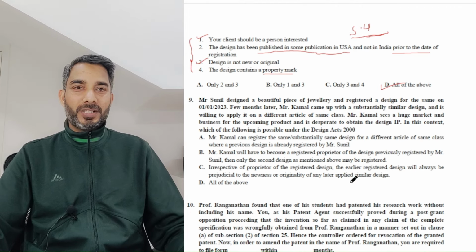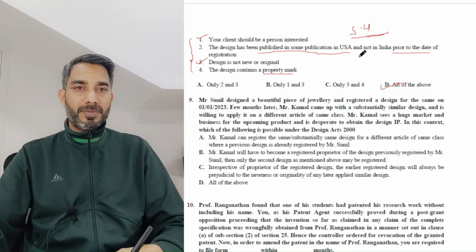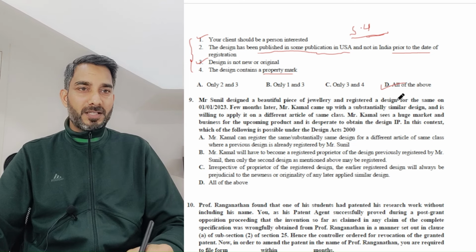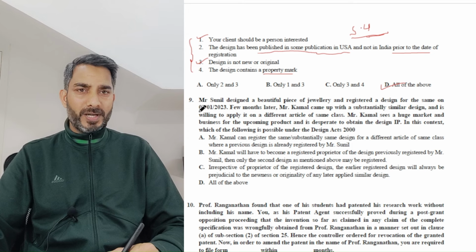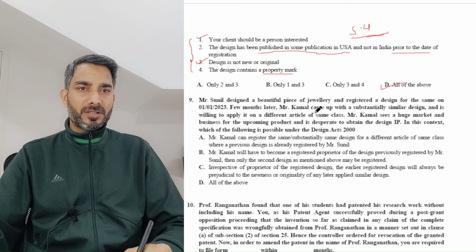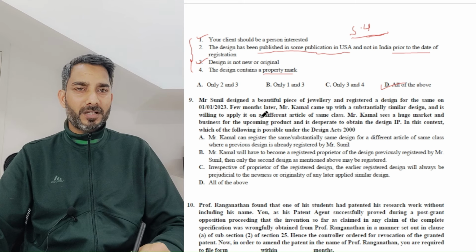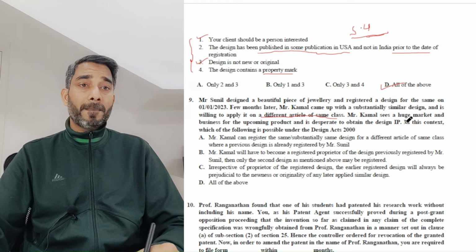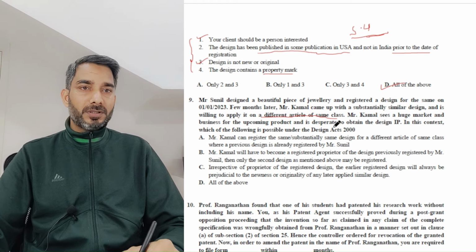Okay, so Mr. Sunil designed a beautiful piece of jewelry and registered a design for the same on 1/1/23. Few months later, Mr. Kamal came up with a substantially similar design and is willing to apply on a different article of the same class. See a huge market, of course, desperate to obtain. In this context, which of the following is possible under the Design Act?